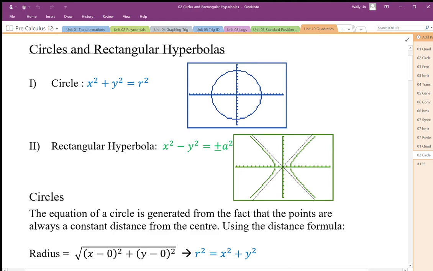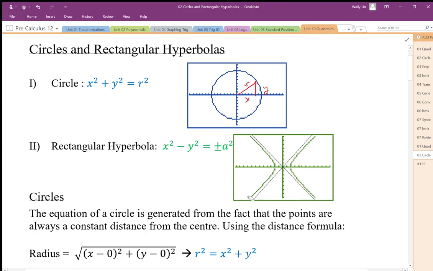So the circle is basically x squared plus y squared equals r squared, which is Pythagoras' theorem, because we know that if we have x, y, r, it forms a right triangle, and we get that Pythagorean relationship. So the rectangular hyperbola is going to be this shape here. As we cut through the cone straight up and down, we're going to generate these curves, these green ones here. Okay, and they have asymptotes that go along here.